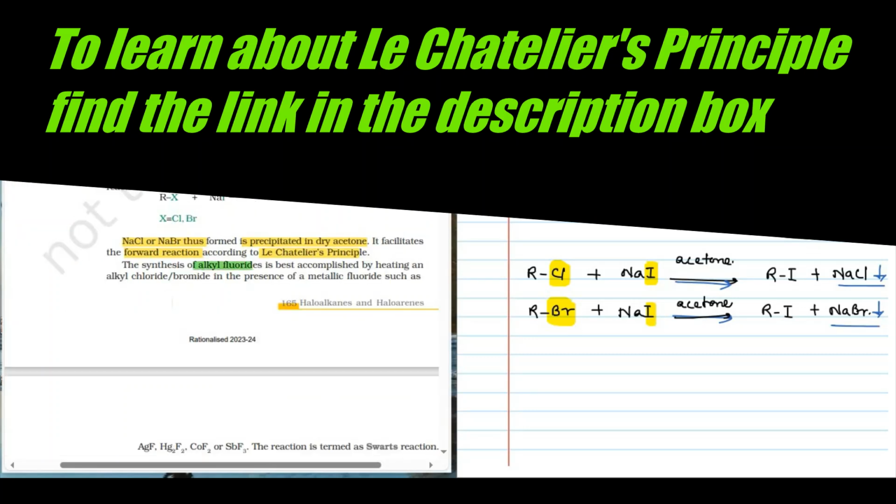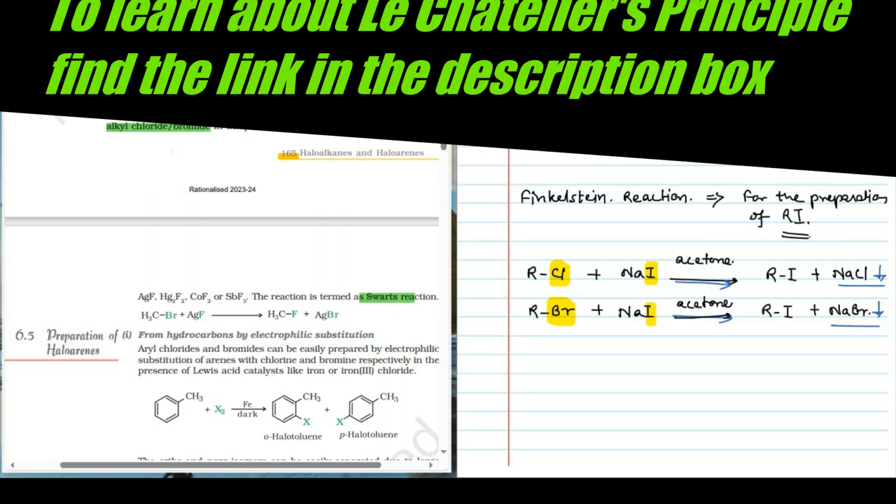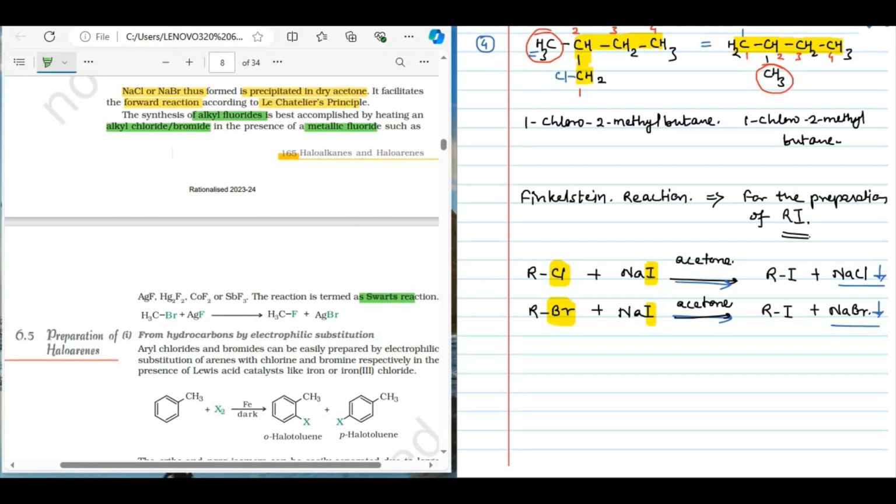The synthesis of alkyl fluoride is best accomplished by heating an alkyl chloride or alkyl bromide in presence of metallic fluoride, such as AgF, Hg2F2, CoF2 or SbF3. This reaction is termed as Swarts reaction. In this reaction, here methyl bromide is taken with AgF. During the reaction, F and Br get exchanged and as a result of it, fluoroalkane is formed. This is fluoromethane along with the formation of AgBr.